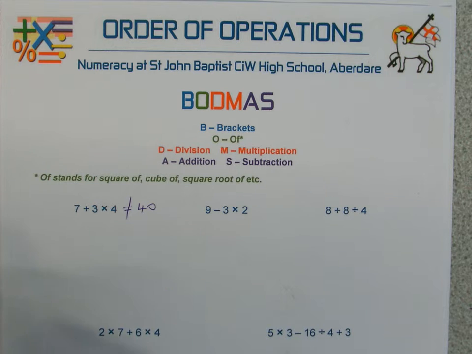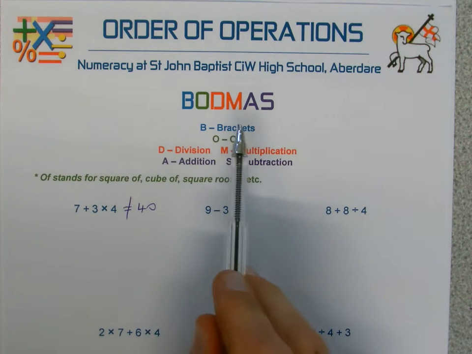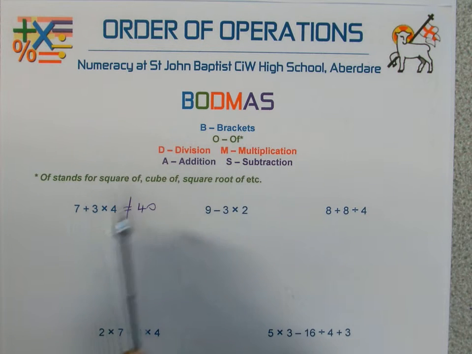What I've done is gone from left to right, haven't I? I did the 7 plus 3, which is 10, times by 4. It's like when you're reading, isn't it? You go from left to right. Unfortunately, maths doesn't always work in that way. If we follow this principle of BODMAS, then we shouldn't go too far wrong.